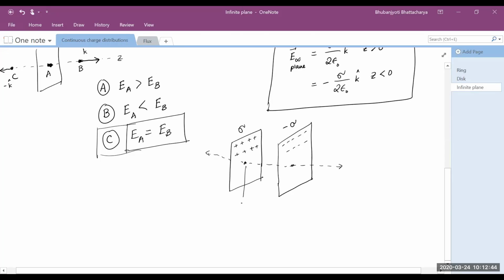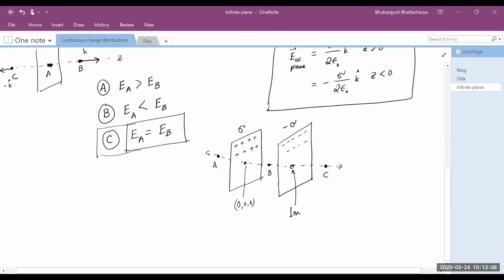And the first plate is at the origin. The center is at the origin, 0, 0, 0. And this one is at 1 meter along the z direction. And I'd like to find the electric field over here at this point, over here in the middle, and over here at the left side. So A, B, and C.